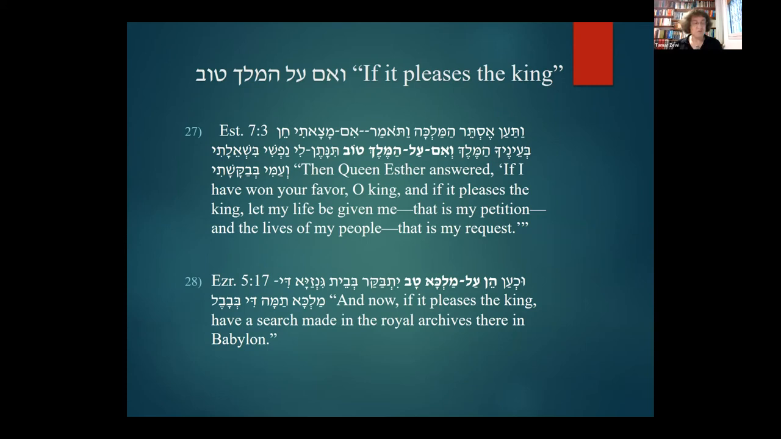The idiom yitav be'einei, it pleases, appears only three times in late biblical books, all in the book of Esther. The idiom tov be'einei, it pleases, occurs four times in late biblical books, once in Esther, once in Zechariah, and twice in Chronicles. These two latter idioms, demonstrated below in the book of Esther, may well have been a major influence on the formation of the calque originating in Aramaic, ve'im al ha-melech tov, if it pleases the king.